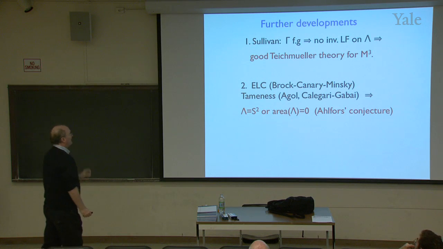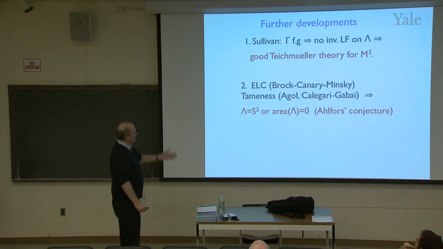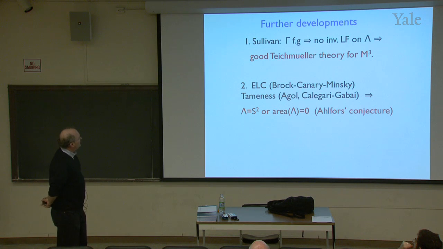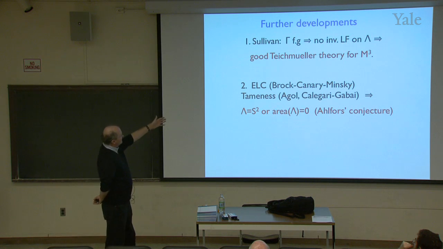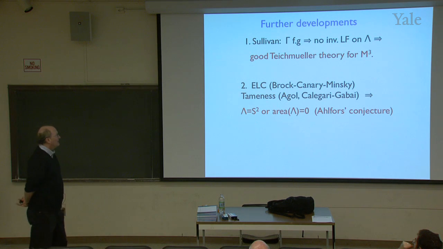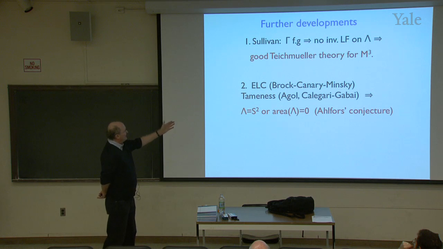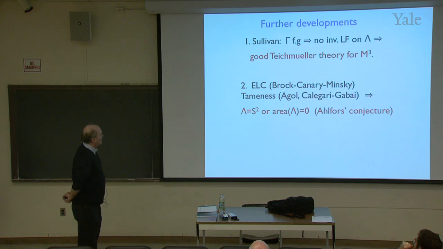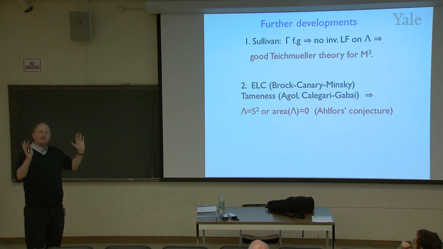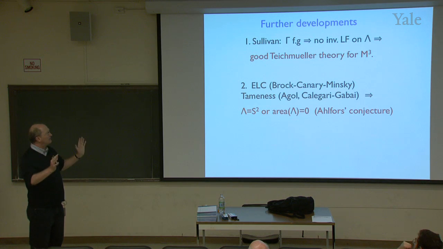A second big development along the same lines: there's an important conjecture formulated by Thurston, the ending lamination conjecture, also the tameness conjecture. And finally, with work of many people, Brock, Canary, Minsky, Agol, and Calegari-Gabai, we now have a complete understanding of what all possible hyperbolic three manifolds with finitely generated groups look like. That is, there's a complete set of invariants which classifies them.